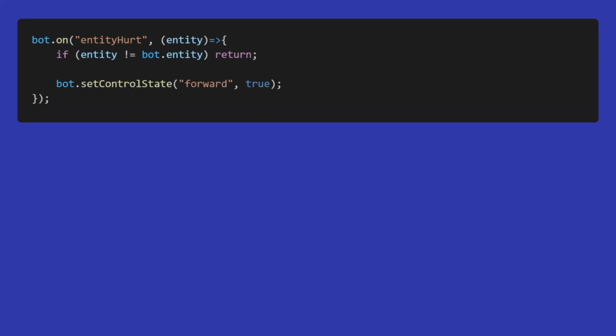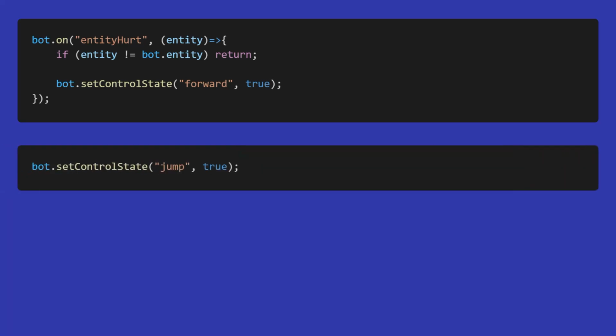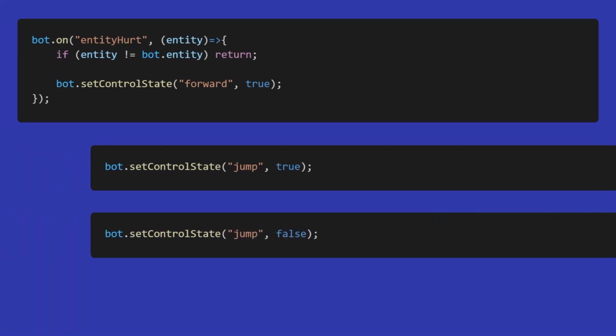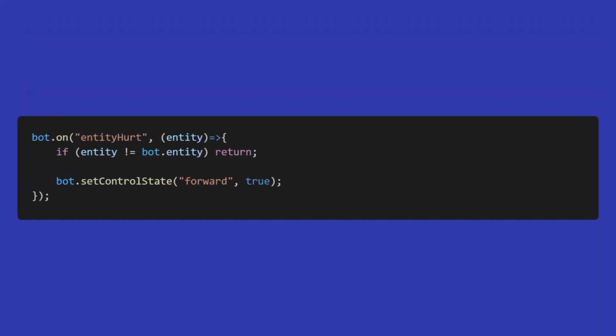This method can be used to control the bot's movement. It takes the name of a control, such as forward, and a state to set it to, either true or false. When it's set to true, the control is active. When it's set to false, the control is inactive. For example, this is telling the bot to put its virtual finger on the jump key. This is telling the bot to take its virtual finger off the jump key. So now we have this code, and our bot walks forward when we hit it.